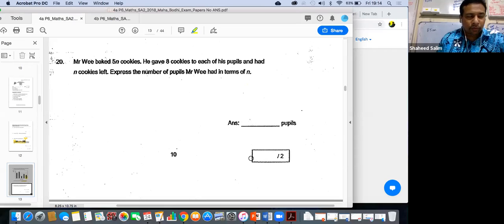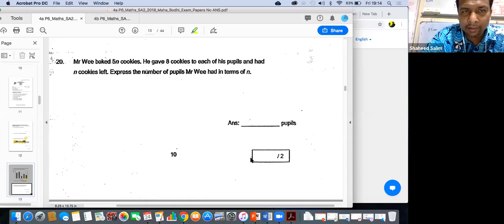Now, I know you're feeling confused by this. So this is the rule: when you get to something difficult, go to something easy. This is what I tell even the Sec 1, Sec 2 students. Change the letter n into an actual number, then you know what to do.